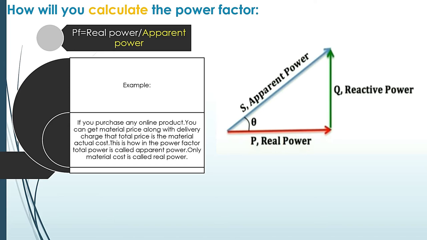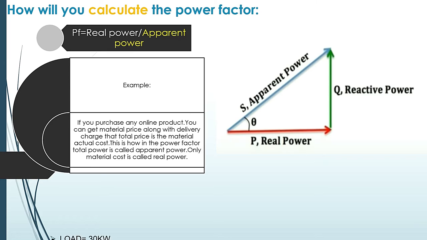Okay, so for example, if you purchase any online product, you get the material price along with delivery charges. The material price is your real power, but the total cost of the material including the delivery charge is your apparent power. But the delivery charge is there, that is wastage of money only, that is your reactive power. Okay, this is a simple example.